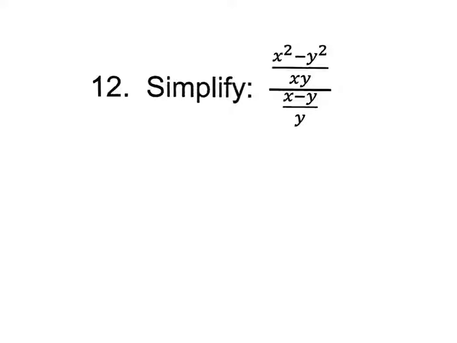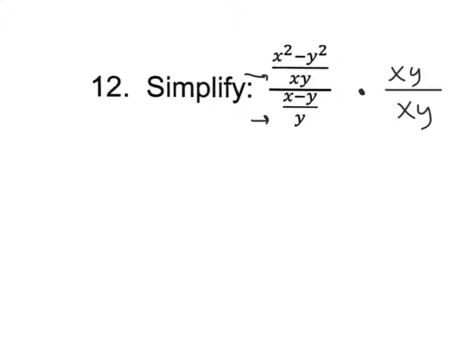Big fraction here. All you do here is you're going to multiply the top and the bottom by whatever the LCD is of both fractions. That's xy, that's y, so the LCD is xy. So multiply the top by xy, the bottom by xy.